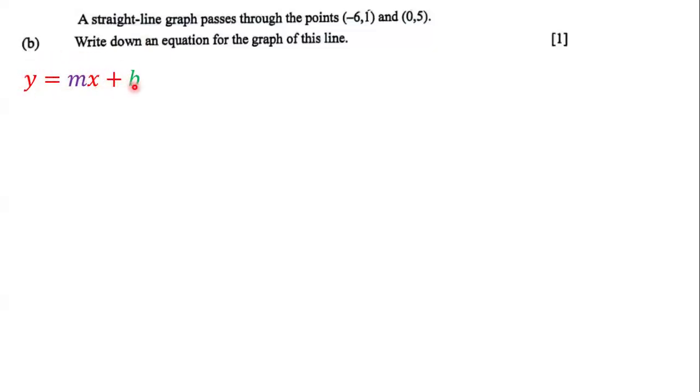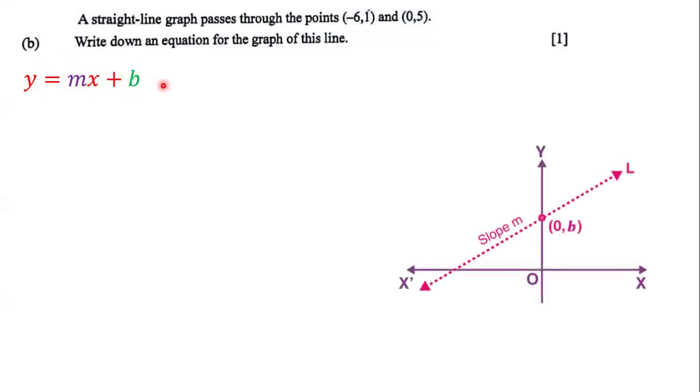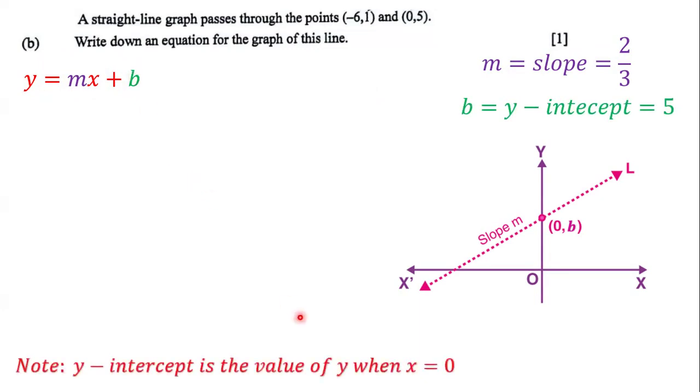So this is the general form of the equation of a line, where m is the slope and b is the y-intercept. And so we have here that the slope, which is m, is 2 over 3. So we're going to put 2 over 3 for m. But what is b? What is the y-intercept? Well, the y-intercept is the value of y when x is equal to 0.